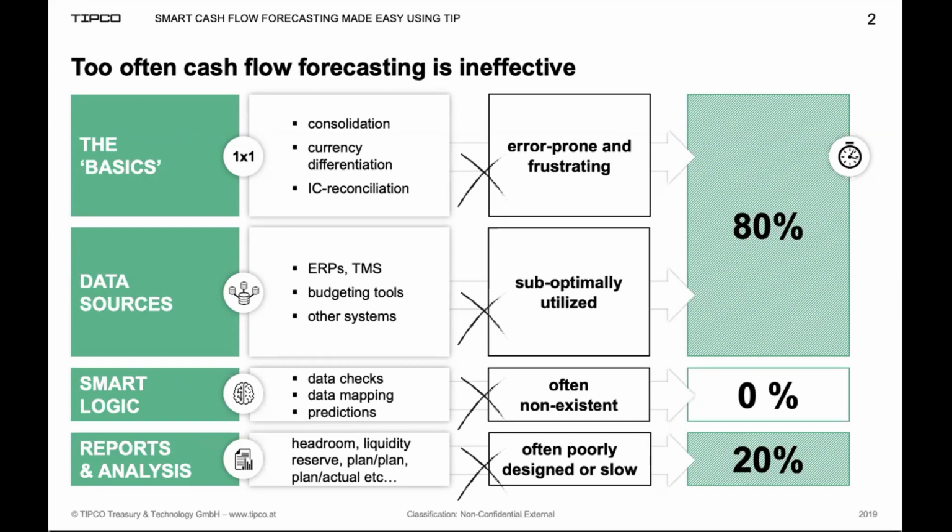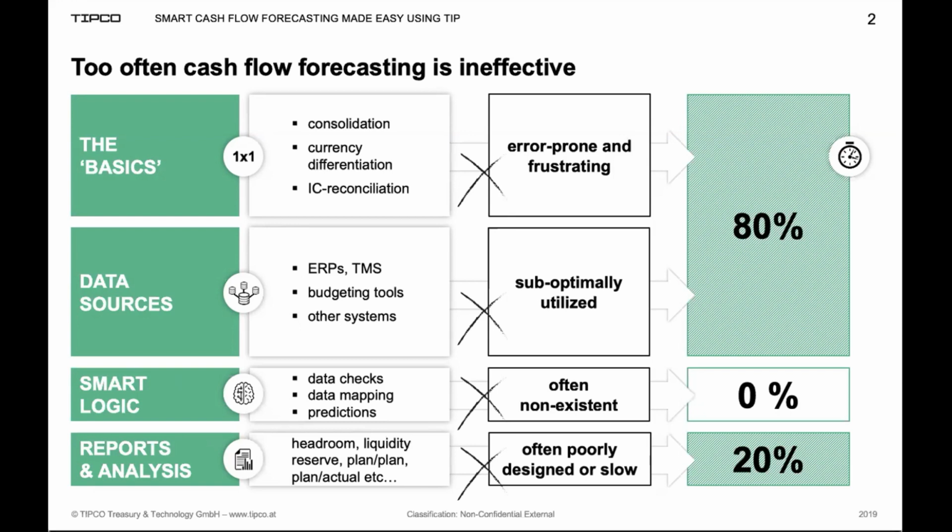The same applies when data sources that are available, such as ERPs, TMS systems, maybe budgeting tools or other systems containing relevant data for the cash flow forecast, are only suboptimally utilized. That's what we find time and time again, especially if forecasting is done in a very manual way. There's a lot of data in there, but it's not really used.